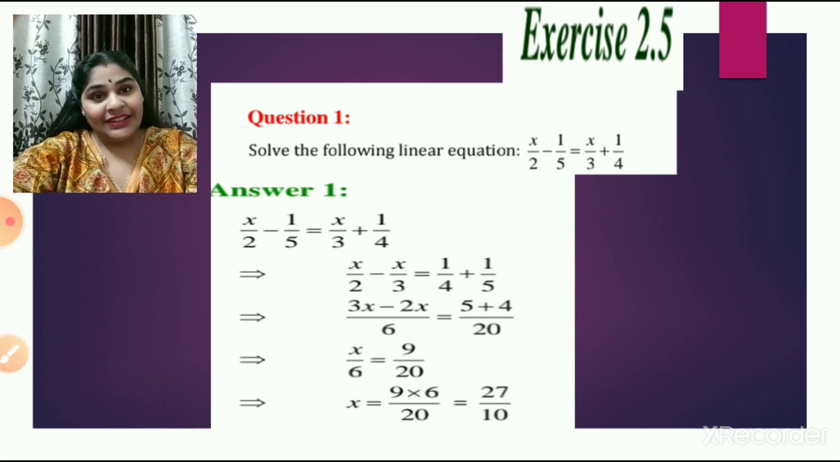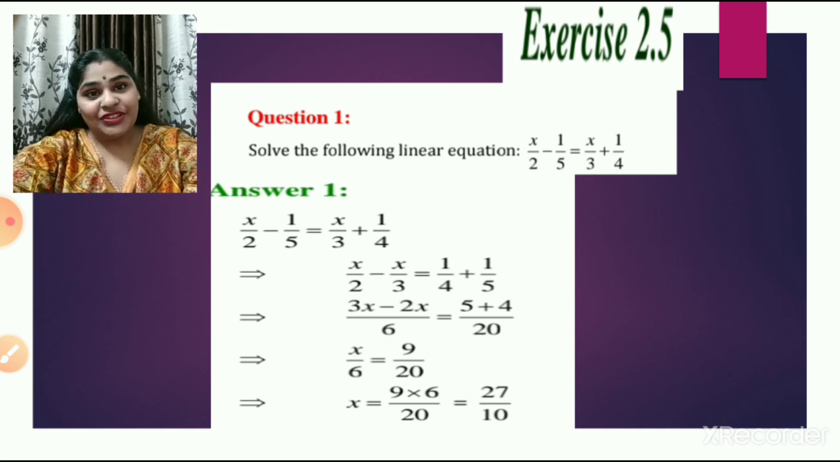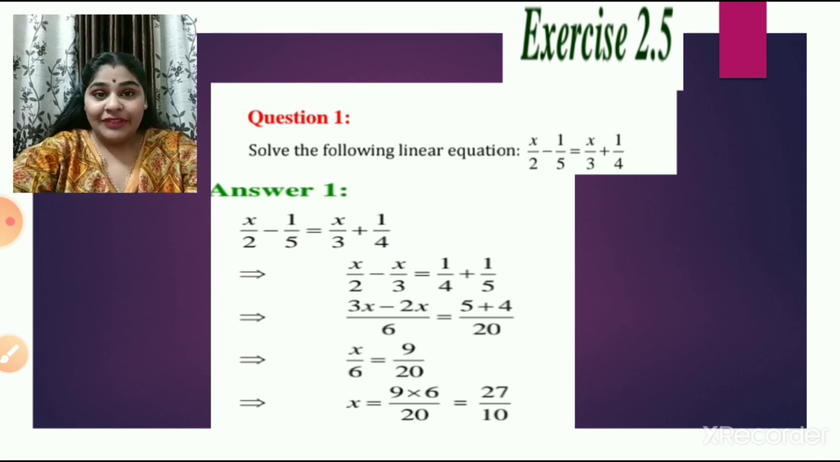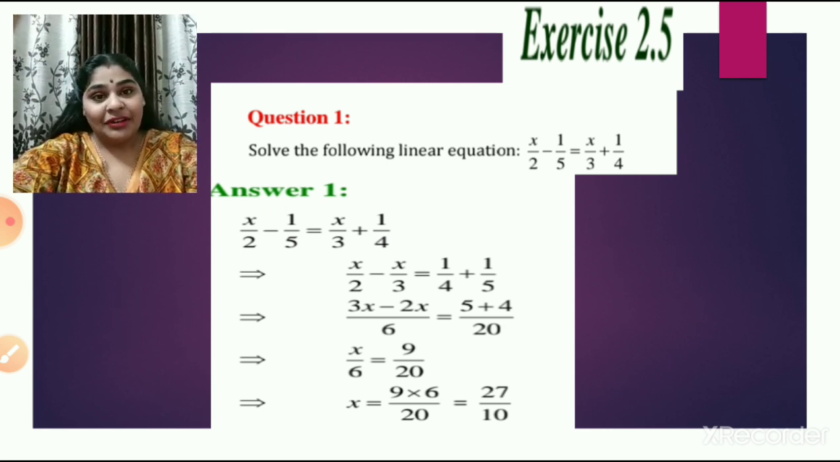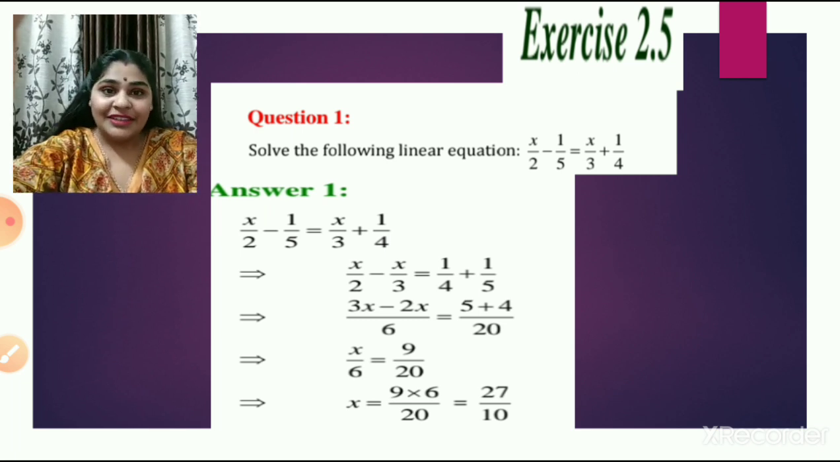You can multiply and divide, or directly do the cancellation also. It is completely your wish, children. However you want, you can solve it. So hence we got our value of x as 27 upon 10. So this is how we are going to solve. Only a bit of simplification is required. That's it. Other things are all the same, children.